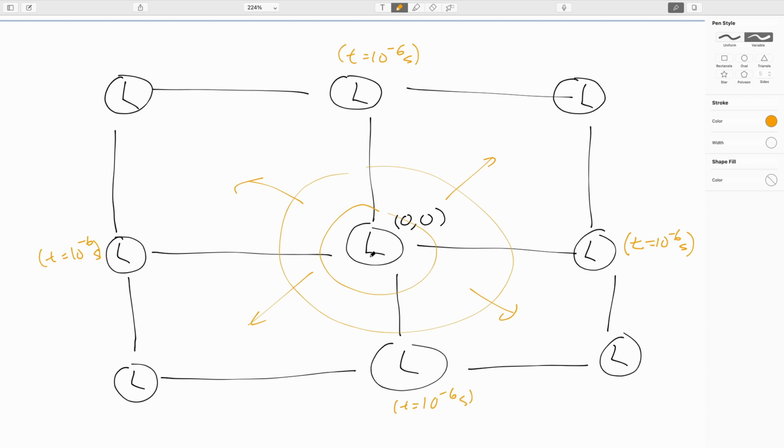Now, this one here is going to be root 2 farther along than this. So this leprechaun here would be presetting their clock to 1.4 times 10 to the negative 6 seconds. And same with the other leprechauns at the other corners.